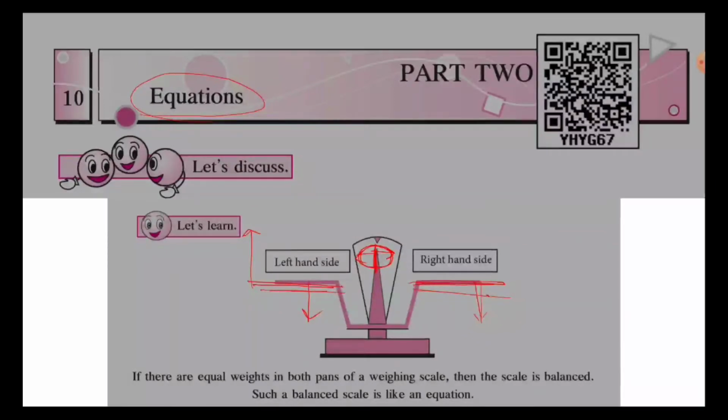Here there is a definition of equation that you have to write in your book: if there are equal weights in both the pans of the weighing scale, then the scale is balanced. Such a balanced scale is like an equation. That means whatever is on the left side should be on the right side itself. Then only we can say that this is an equation. So this you have to draw and write in your book.